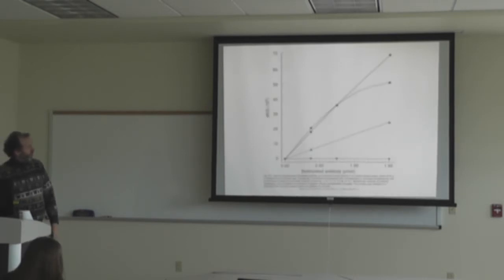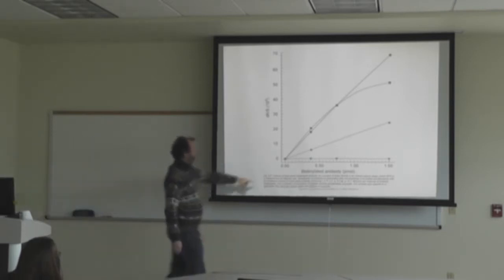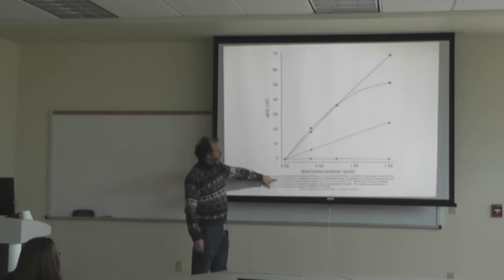So these are figures from your book again. So this is the capture of biotinylated antipeptide antibody as a function of biotin density in an indirect capture assay.